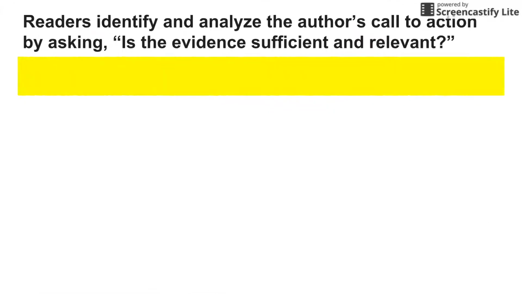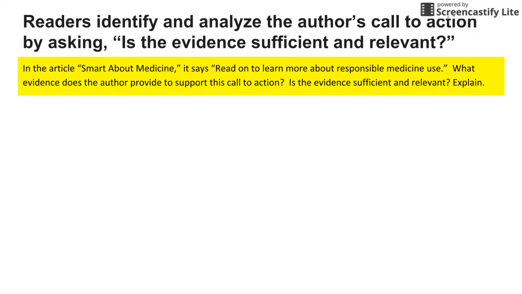So now I have to put it all into writing. Readers identify and analyze the author's call to action by asking, is the evidence sufficient and relevant? And in the article, Smart About Medicine, it says, read on to learn more about responsible medicine use. What evidence does the author provide to support this call to action? Is the evidence sufficient and relevant? Explain.